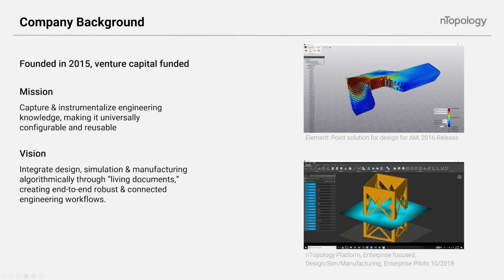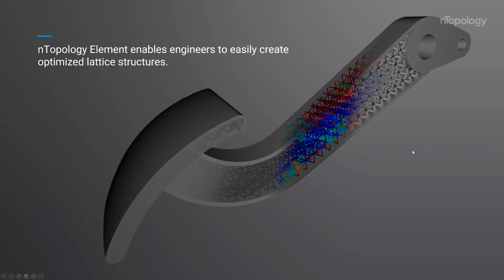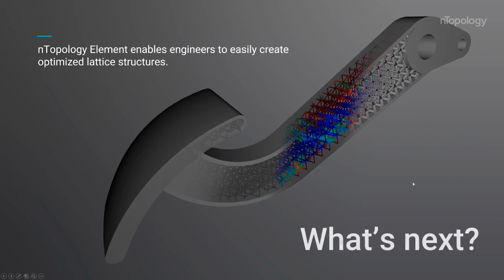So regarding some of the products that nTopology has, nTopology is probably best known for creating nTopology Element. So if you've ever seen a demonstration, screenshots, or a video of our software, it's probably been from Element. Now, it's a wonderful point solution, and it's been out for a few years, and it enables engineers to easily create these optimized lattice structures for additive manufacturing. It's very impressive. From there, we took all that learned knowledge we had from Element to create this next generation tool called nTopology Platform, or as we shorten it, nTop Platform.